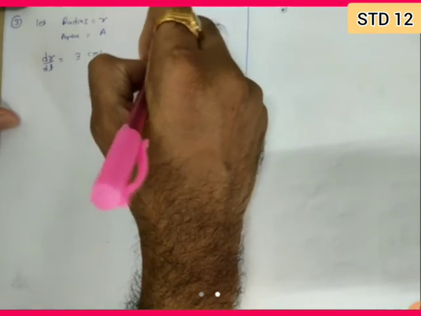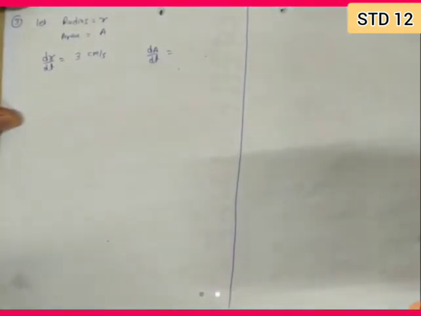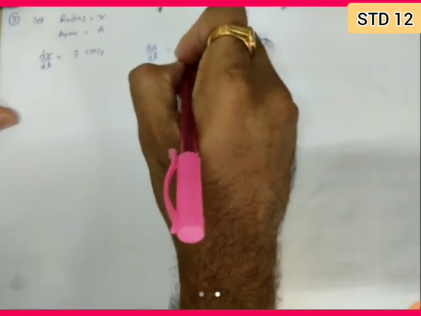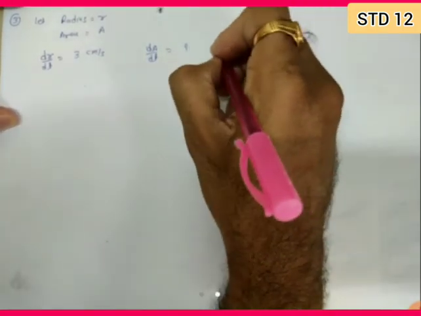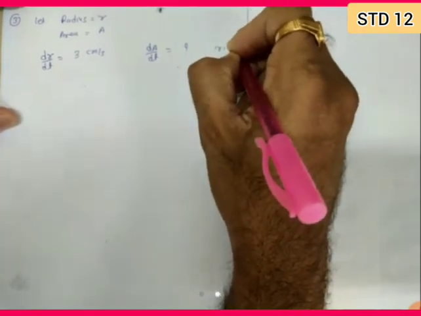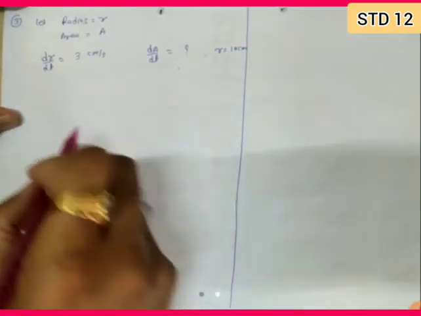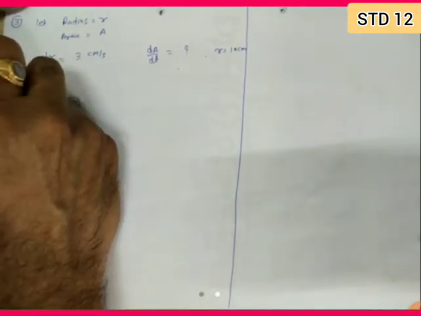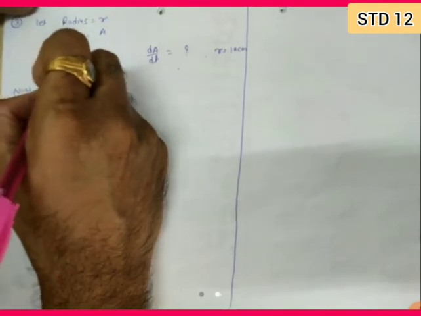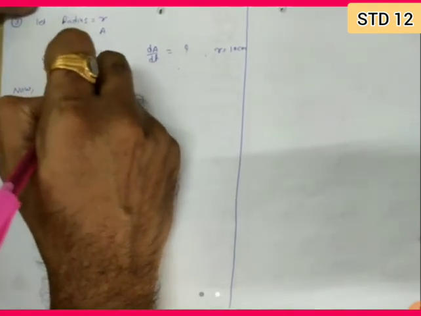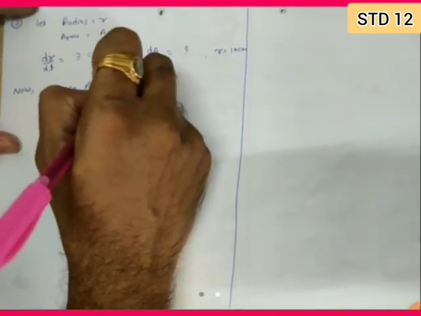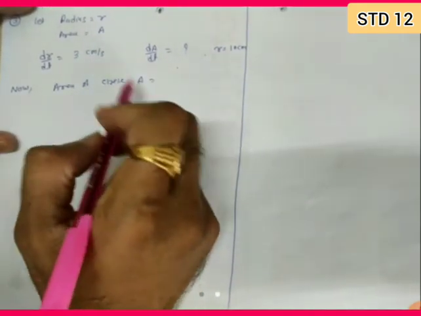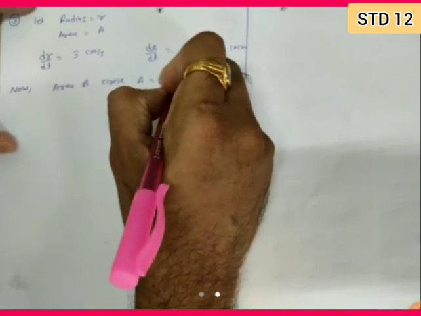So it's dA by dt, rate of change of area with respect to time. Find the rate of change at which area is increasing when radius r equal to 10 centimeter. Simple sum to find the rate of change of area with respect to time. So now we are given area of circle. So area of circle, that is our quantity that we have defined as A. So area of circle A is pi r square.